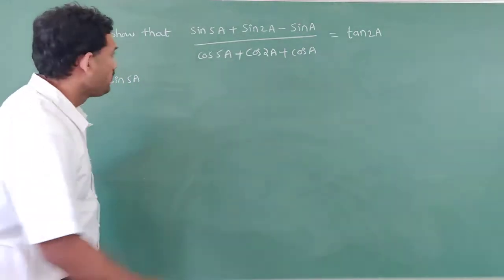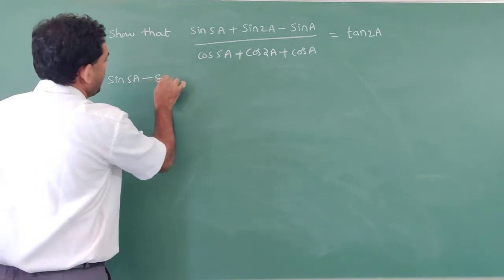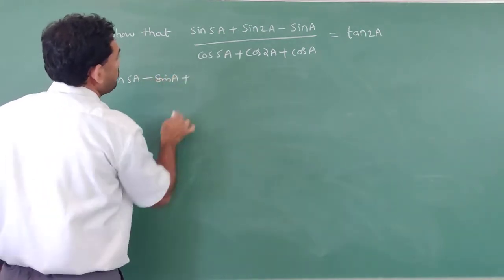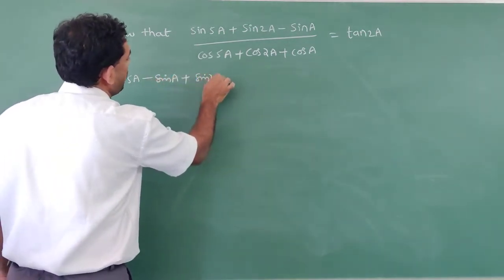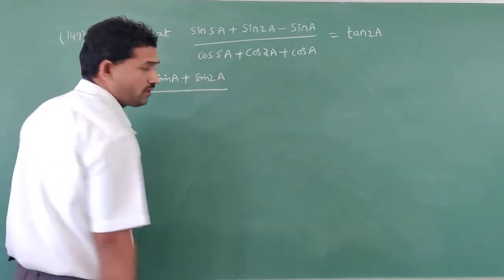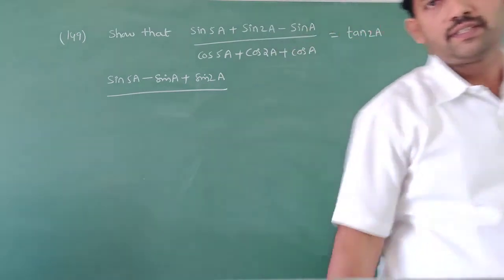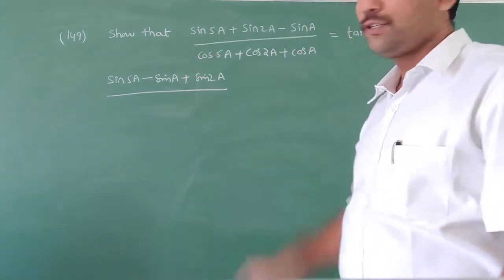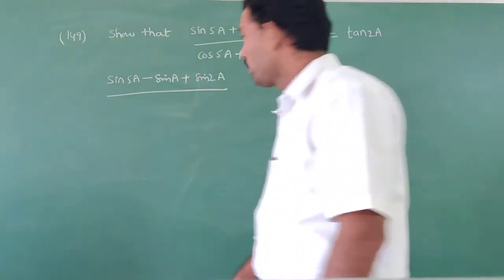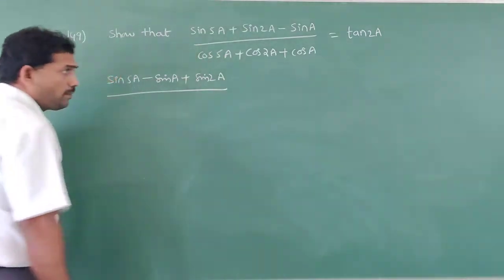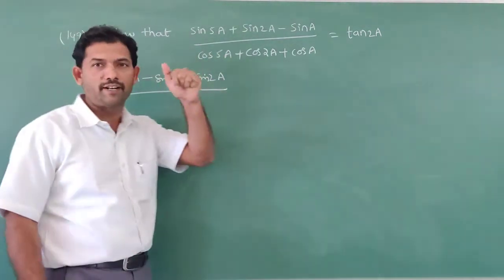Sin a, so minus sin a plus sin 2a. So I took the LHS value. In that LHS I took small changes. I took sin 2a minus sin a, so plus sin 2a. Similarly, you have to do the denominator also.